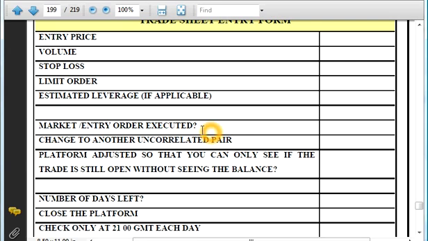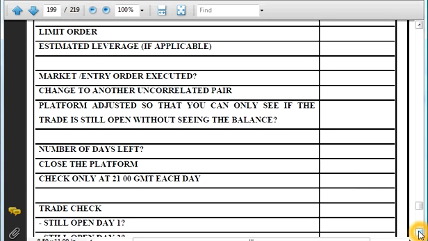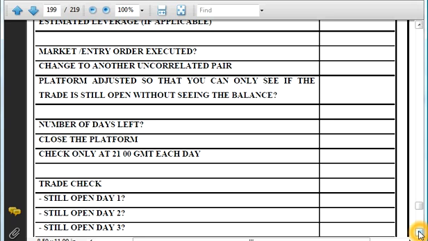And once we've determined whether or not we're going to be entering immediately or using an entry order, we then follow the guidelines here, and then close the platform, and then only check to see if the trade is still open at the end of each day, up to the established holding period for this trade.